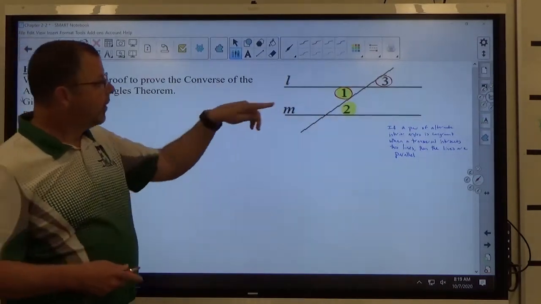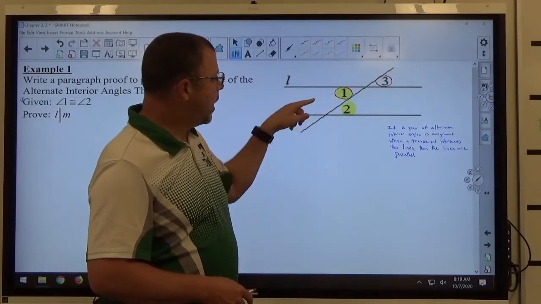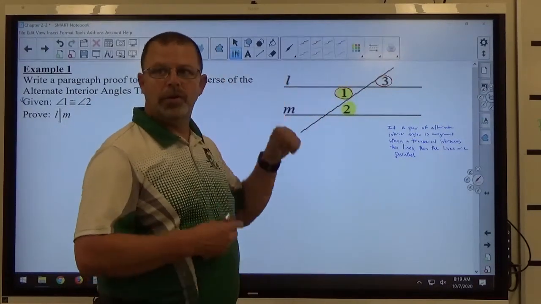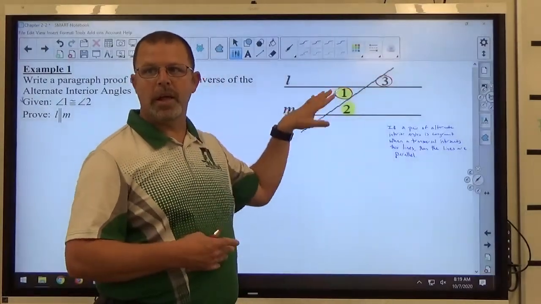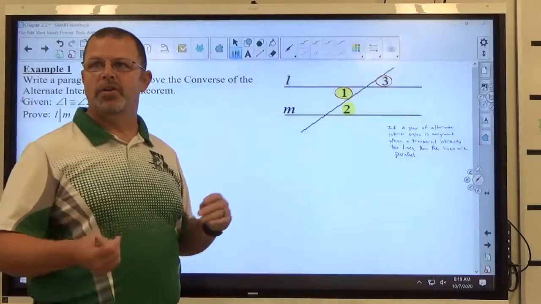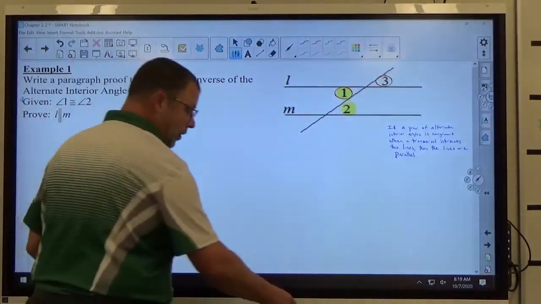So I'm going to get that 1 and 3 are congruent. I know 1 and 2 are congruent, and 3 is congruent to 1, so by the transitive property I can say that 2 and 3 are congruent. At that point I have corresponding angles. I can use the converse of the corresponding angle theorem to show the lines are parallel. So that's my thought process on this, and then I just have to write the proof.